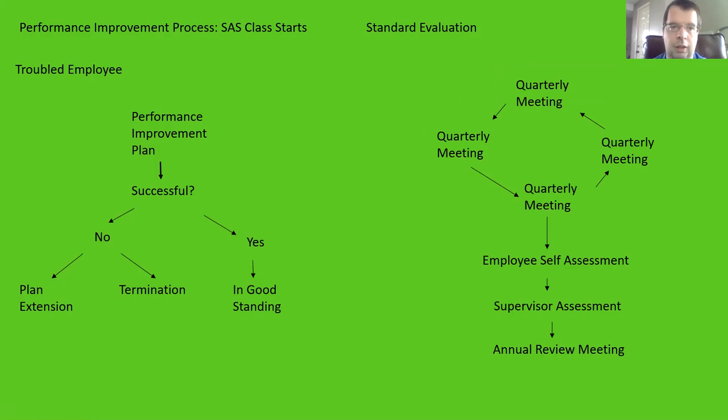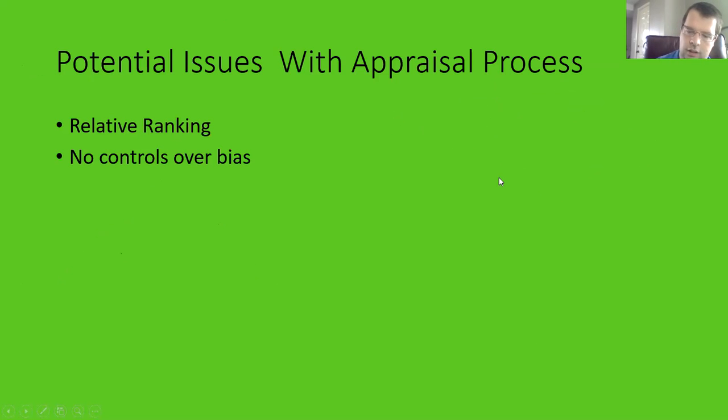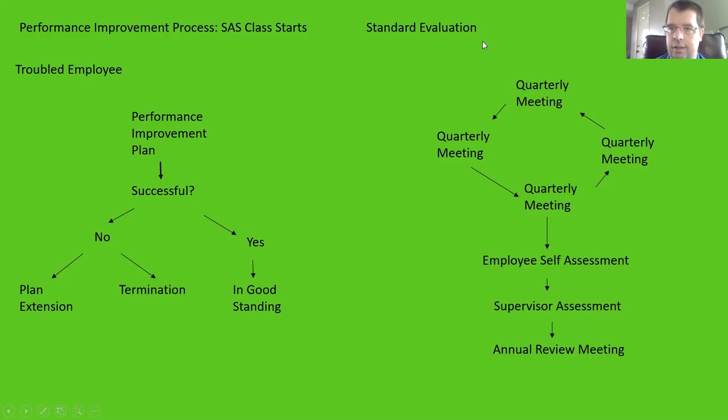performance improvement and evaluation process. For troubled employees, it is exactly the same. But for the regular process, we have this extra step of these quarterly meetings, which are a smaller version of the annual review meeting that occurs down here. And then collectively, this cycle of meetings helps feed into and improve the employee self-assessment and supervisor assessment, which then informs the annual review meeting.